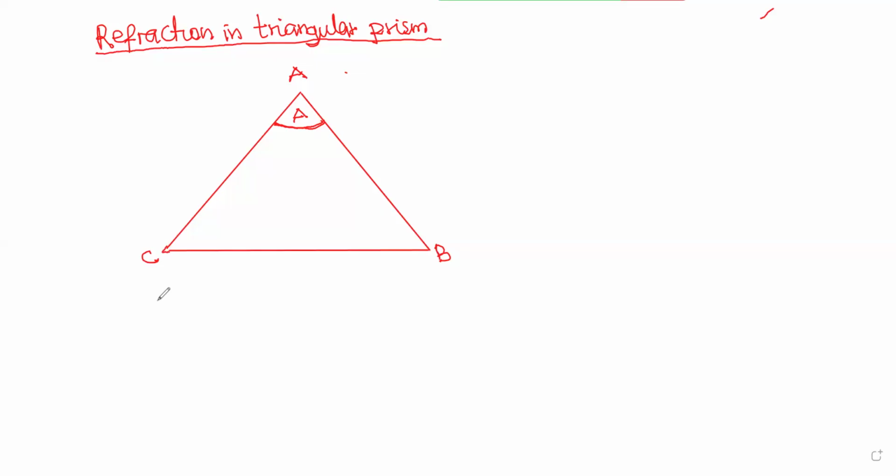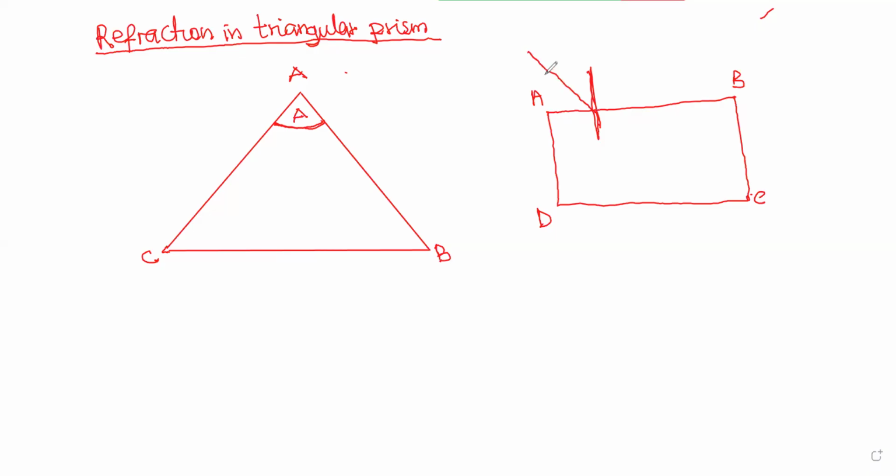Now, unlike rectangular prisms, if you recall refraction of light in rectangular prisms, we saw that if light is incident at one plane of a rectangular prism ABCD, when you incident light at one side, so this is a normal, because the light is going from air to glass, it will bend towards the normal.